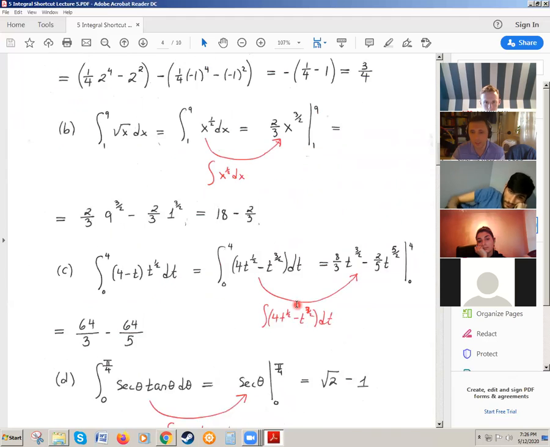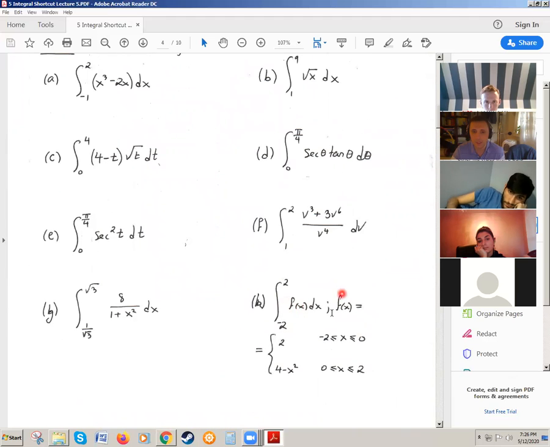And now the hardest of the bunch, question H. So the function is 4 minus x squared and 2. And the integral is from -2 to 2 of f(x) dx. What is that integral, given this information? Okay, do your best.